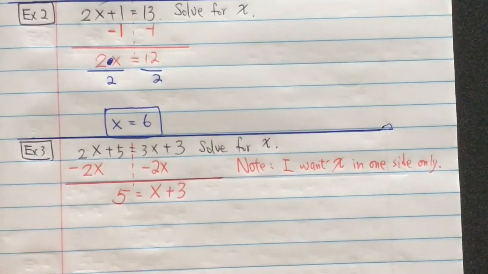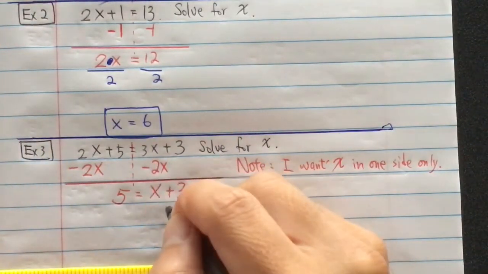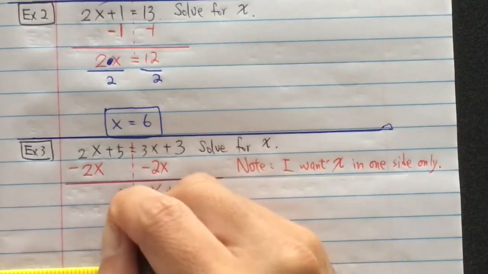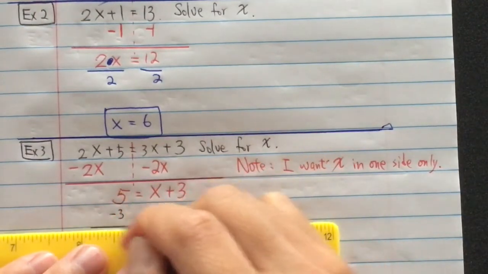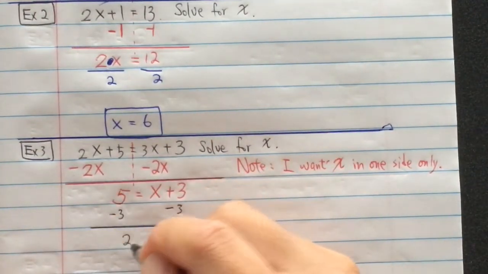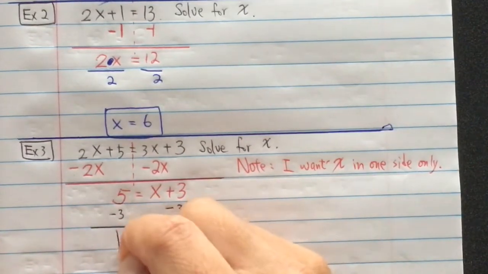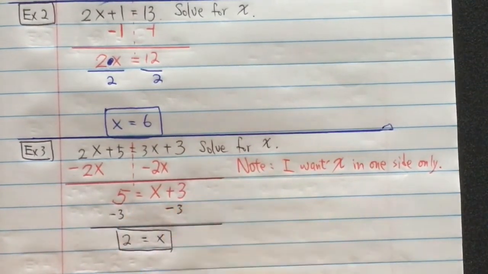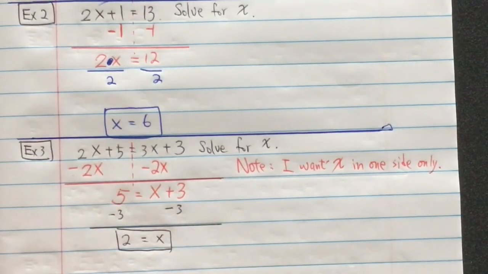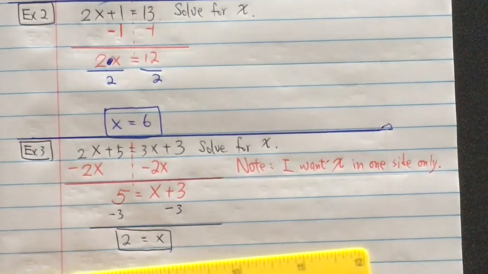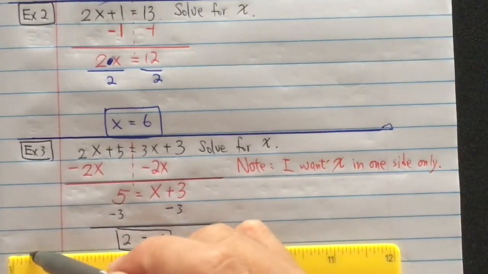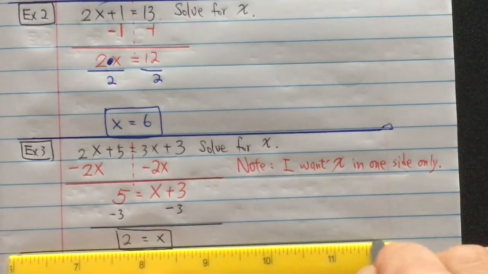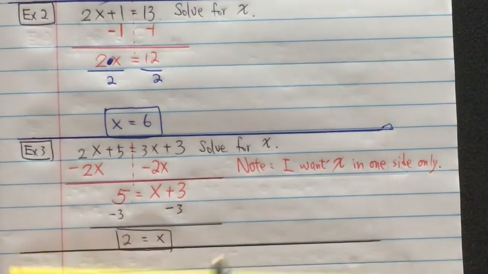And now how to solve x? Yes, see question 1. We minus 3 on both sides. So 2 is equal to x. You got it? Okay. So this is question 3. Now make a line, so I know I will go to the next question.